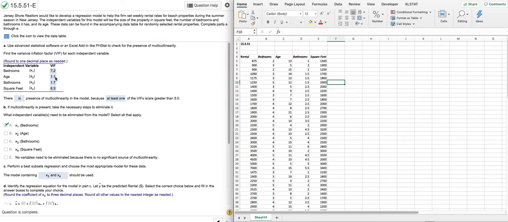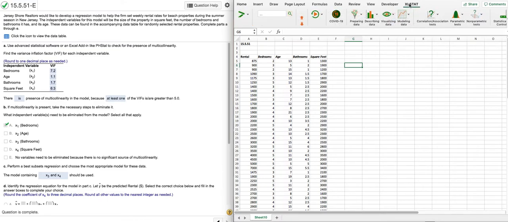Then we do it for age. We have age be the dependent variable, and then we have bedrooms, bathrooms, and square feet be the independent variables. Run the regression, get the R squared, plug it into the formula, 1 over 1 minus R squared. So we have to do that for every single one. So we'd have 4 different regressions to run. So instead of doing that, obviously we can just get the information much more quickly by running it through Excel stat. So let's do that real quick.